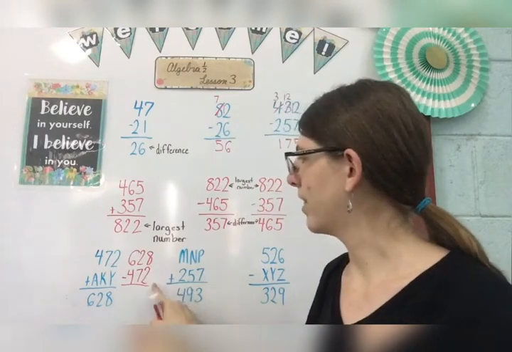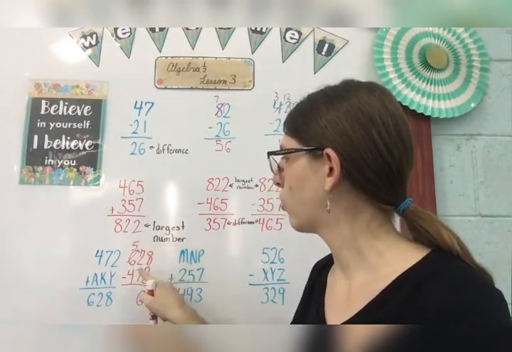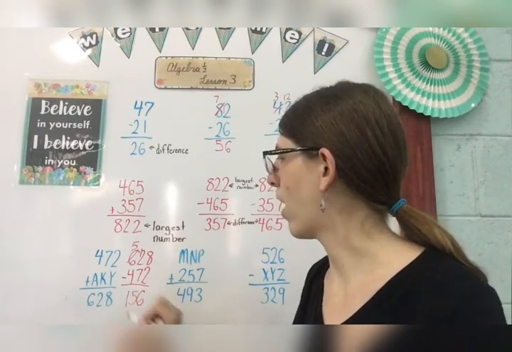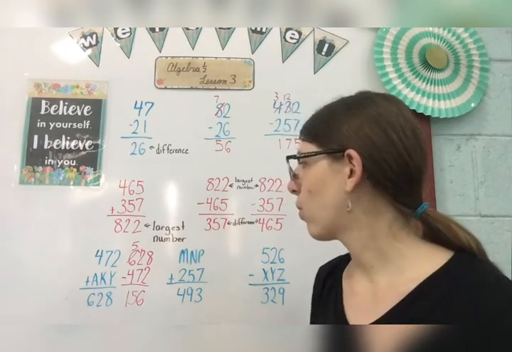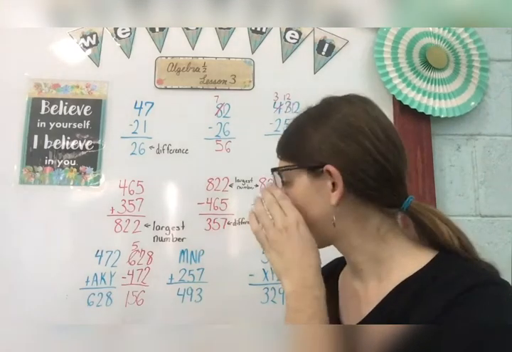And I come up with 8 minus 6 is 2, and you have to borrow. 12 minus 7 is 5, 5 minus 4 is 1. And I have 156 as my answer. And of course, you can check by adding 156 to 472.